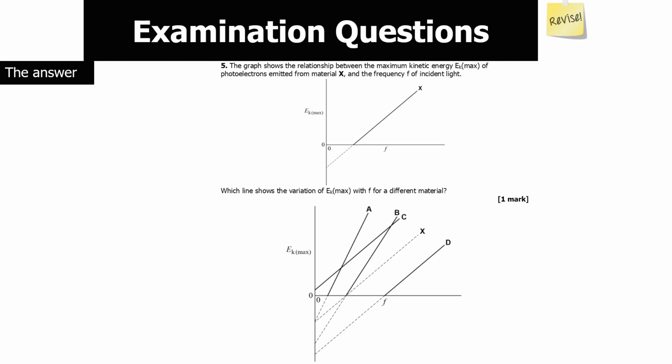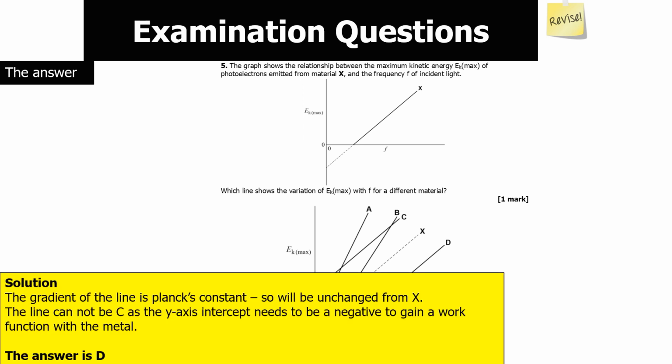Right, so how do you answer this question? Well, the answer is D, because the gradient of the line is Planck's constant, so that'll be unchanged from X because it's a constant. Now the line cannot be C because the y-intercept needs to be negative to gain a value for the work function of the metal, so the only possible solution is D.